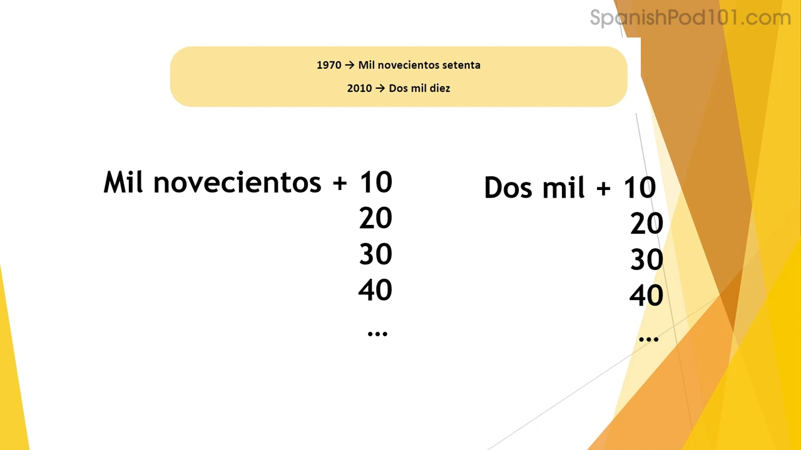Okay, and the same thing with 2000. Just say the number at the end. 2000, 2010. 2020. 2030. 2040. ¿Ok? Repite, por favor.